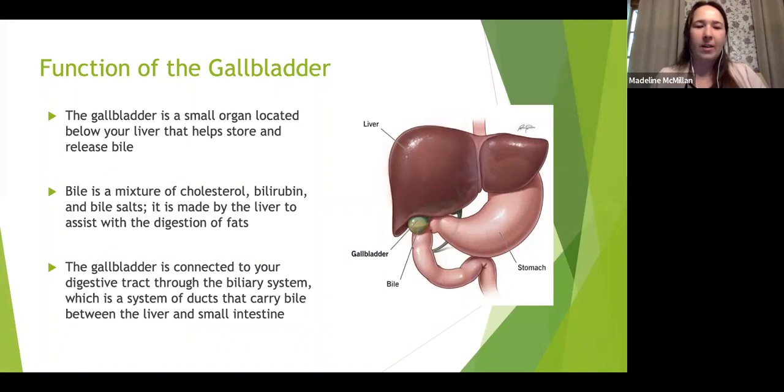Now, your gallbladder is connected to your whole digestive tract through the biliary system. That's basically just a system of ducts that connects your gallbladder to your liver and then connects all of that to your small intestine.